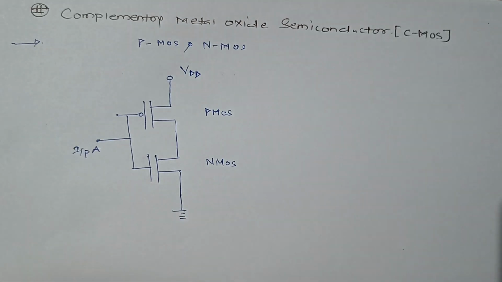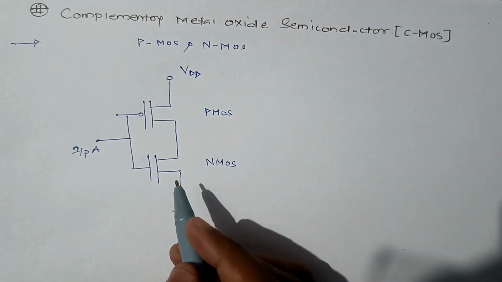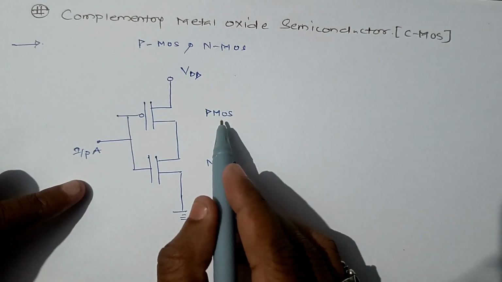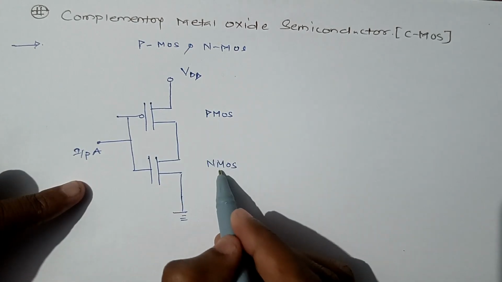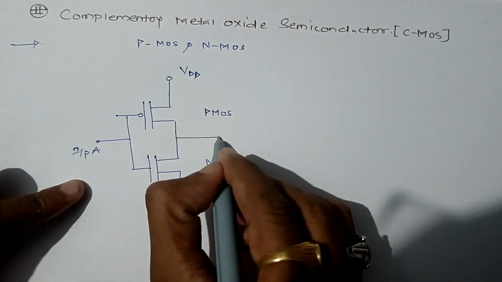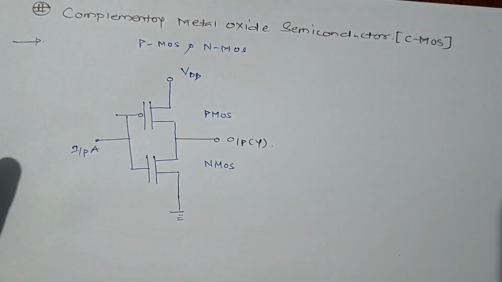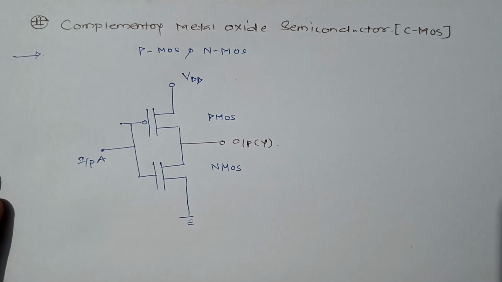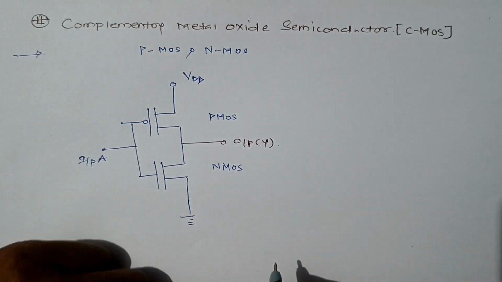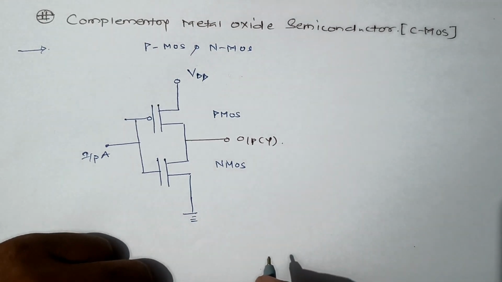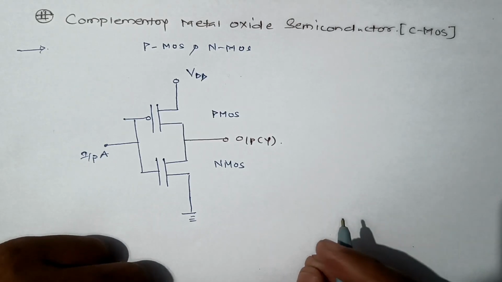Now let's take the output. So as you know that for PMOS the output is taken at the bottom and for NMOS it is taken at the top. यानी कि at the center of this we'll take the output as Y. तो इस वाले स्ट्रक्चर को हम कहते हैं CMOS. Now let us come across its truth table. That is how it works as an inverter.